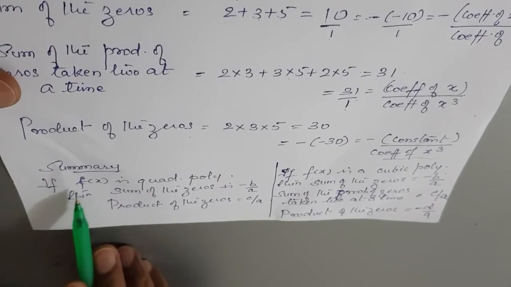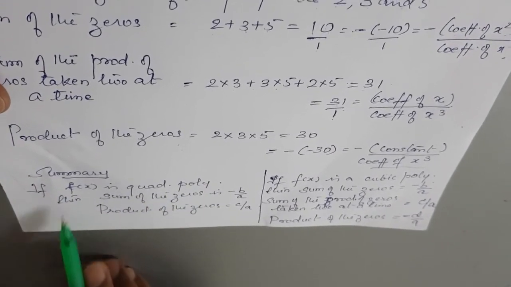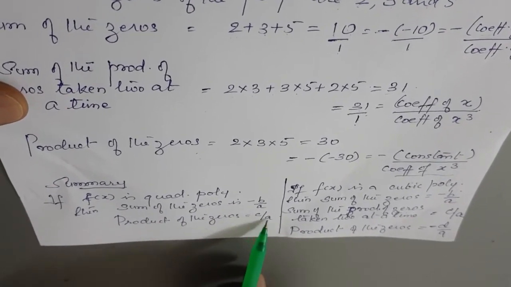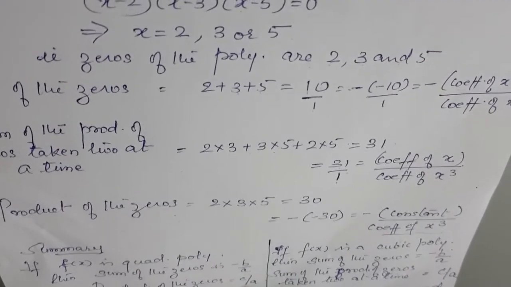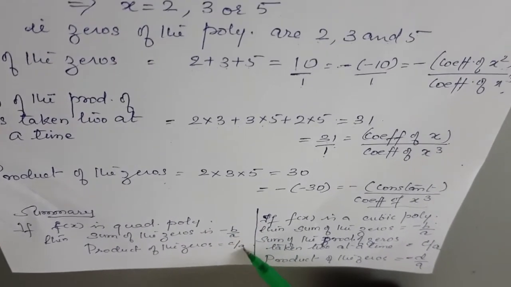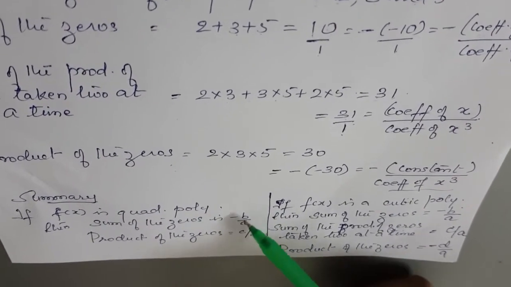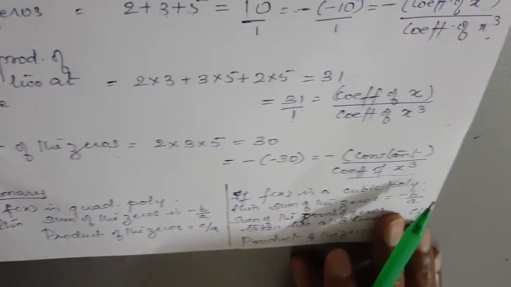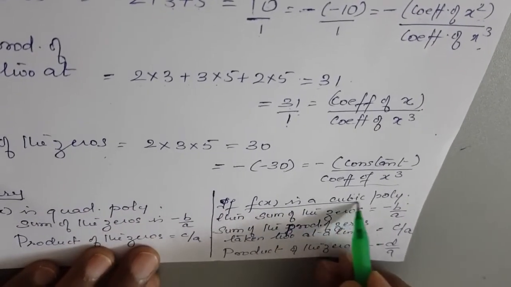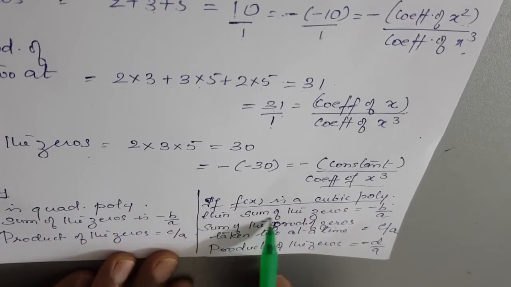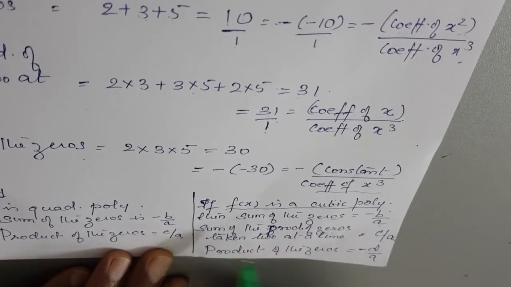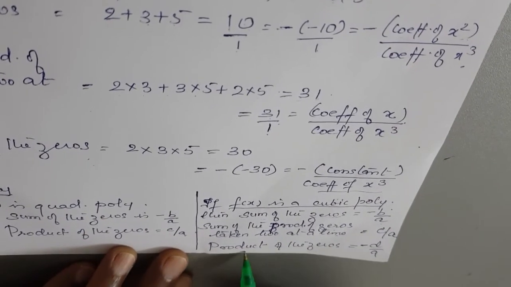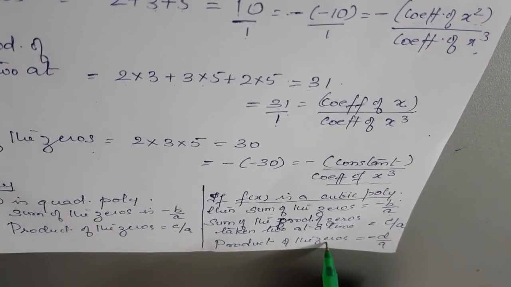If f(x) is a quadratic polynomial, then the sum of the zeros is minus b by a and product of the zeros is c by a. a, b and c have their usual meaning. What is a? The coefficient of x square. What is b? The coefficient of x, and c is the constant term. Now next, if f(x) is a cubic polynomial, in that case the sum of the zeros is minus b by a. Sum of the product of zeros taken 2 at a time is c by a, and product of the zeros is minus d by a.